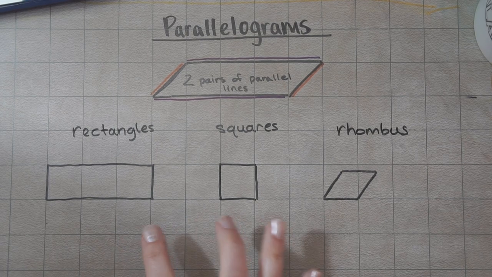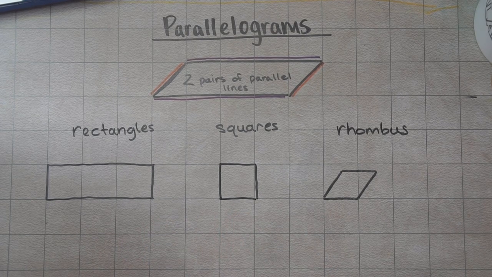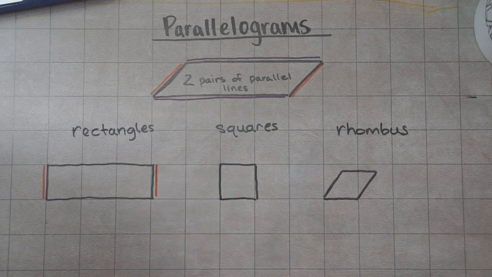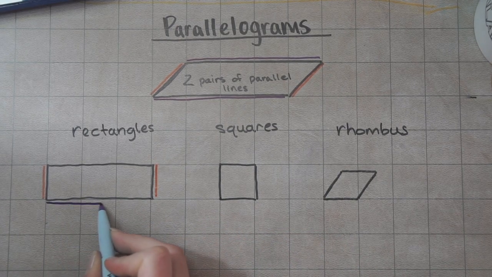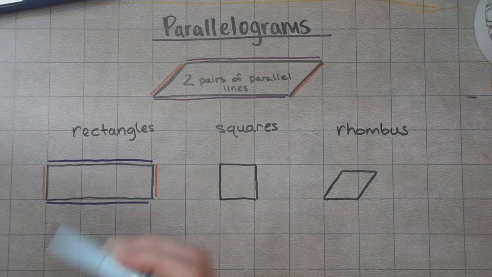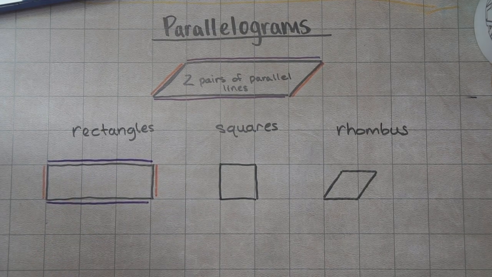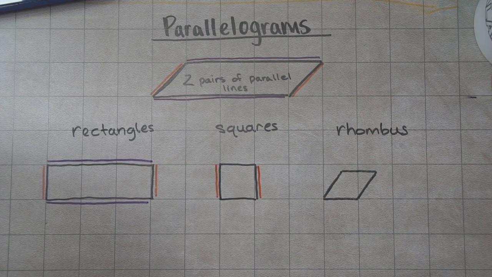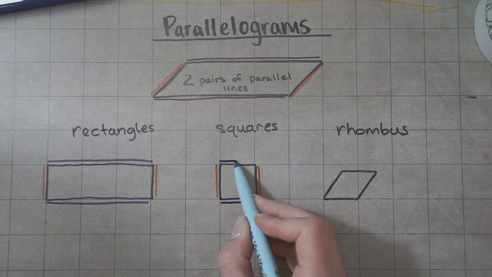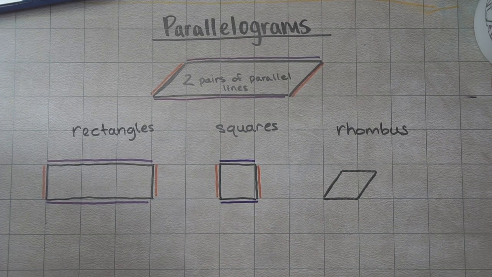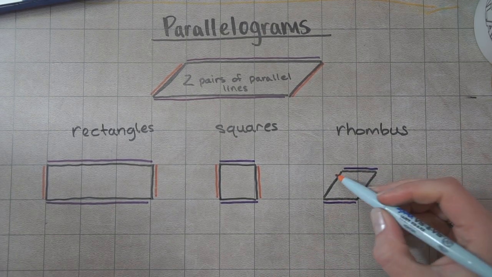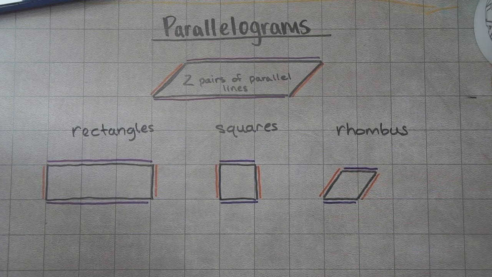Now, before we go on, let's prove that rectangles, squares, and rhombuses are all parallelograms. We have two parallel sides there, and two parallel sides here and here. Here in the square, same deal. Two parallel sides there and there, and two parallel sides on the top and bottom. And finally the rhombuses. These sides are parallel, and these sides are too.